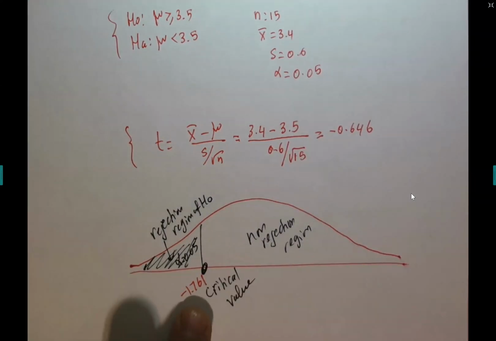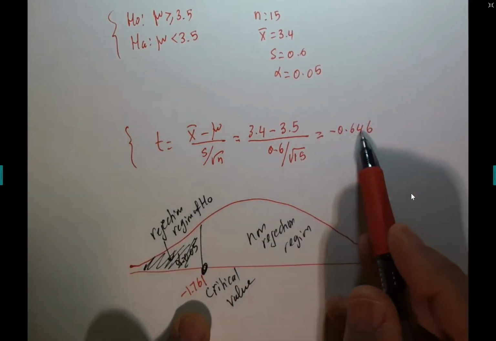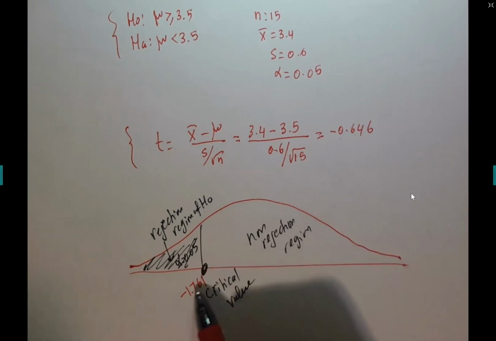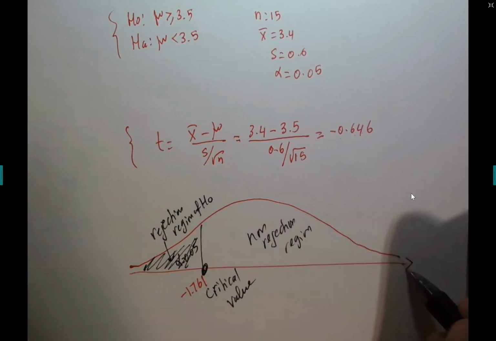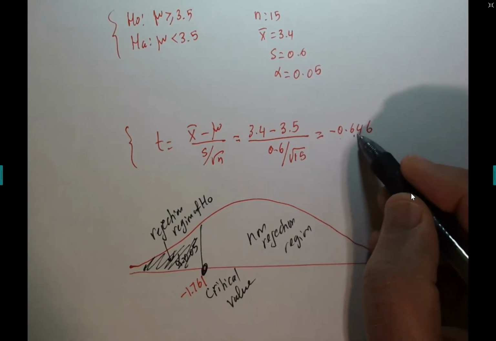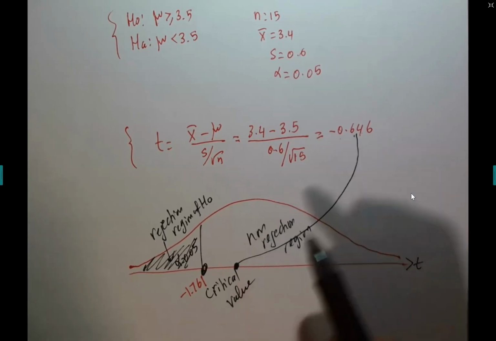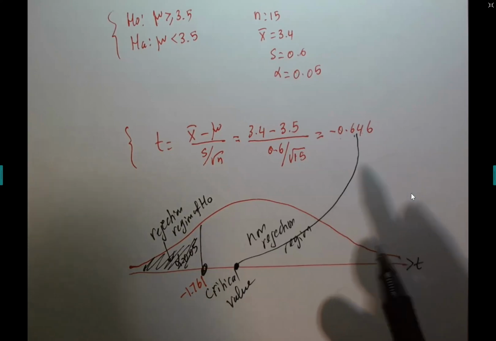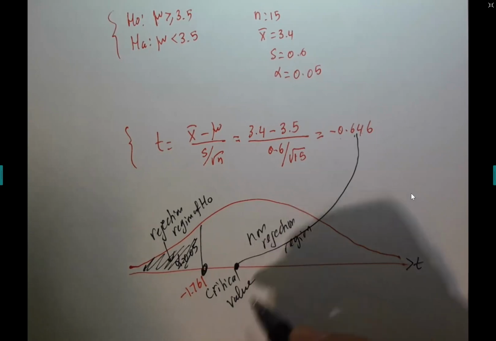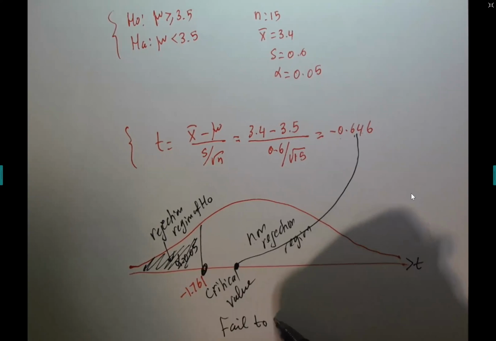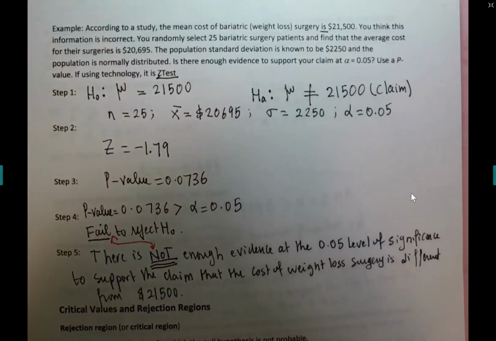Now, what was the test statistic, guys? Negative 0.646. Where do you think negative 0.646 is going to be? To the right of negative 1.761 or to the left? How would you place this on the number line? Do you guys agree with me that it should be somewhere here? So it's not in the rejection region. If it's not in the rejection region, what's the decision? Fail to reject H0.